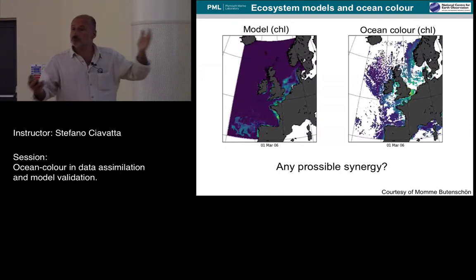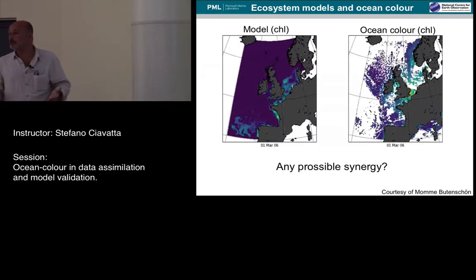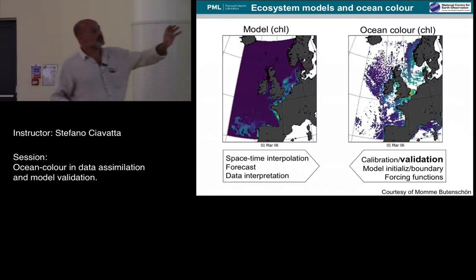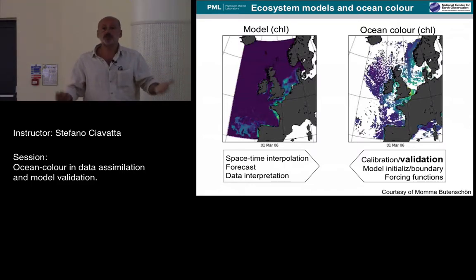Can we somehow merge this different information to obtain a better understanding, quantification and assessment of the state of the system? So we are looking for synergies between models and ocean color. So you see that we have some problems here. Here we have missing data. The model for that area has some output. But we can see also that, for example, the data see, off the coast of Norway, quite high values of chlorophyll that we don't see in the model. So the two pieces of information are different. Let's try to merge them and see if we can obtain a better understanding of the system.